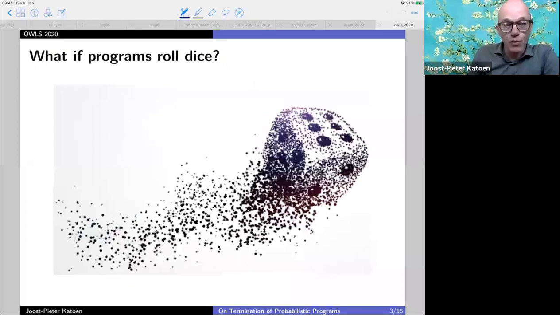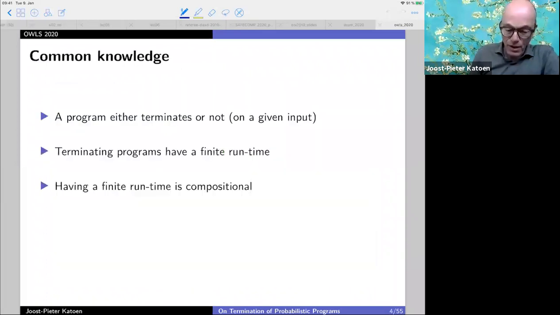And the question of today is, what happens if we have programs that every now and then roll or flip a coin or roll a die? So some common knowledge that we all have about termination of programs is, first of all, a program either terminates or not, right? So it's a Boolean notion. It's a yes or no answer on a given input. The second issue is that a terminating program has a finite runtime. This almost sounds like a tautology. Of course, in order for a program to terminate, it needs to have a finite runtime. The number of steps it needs until termination is finite.